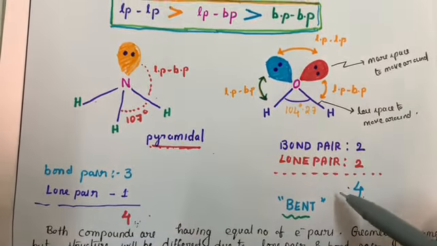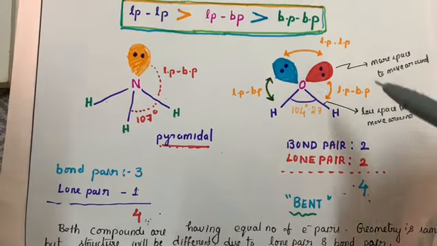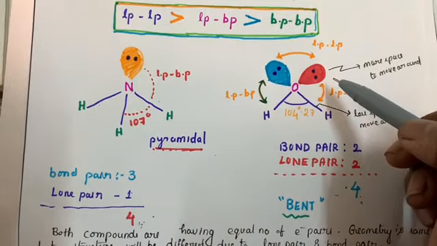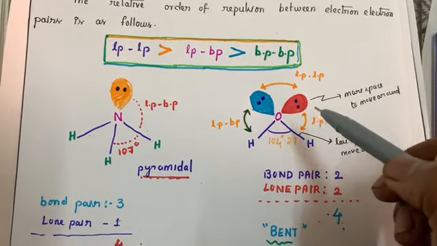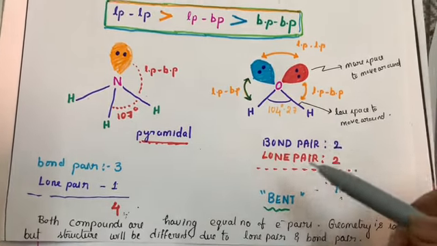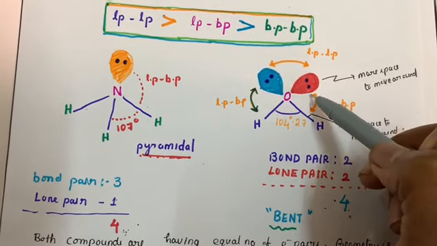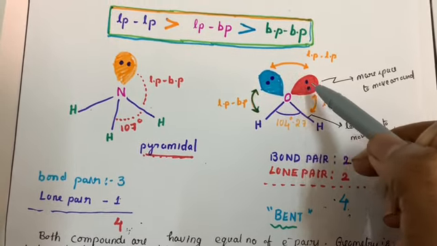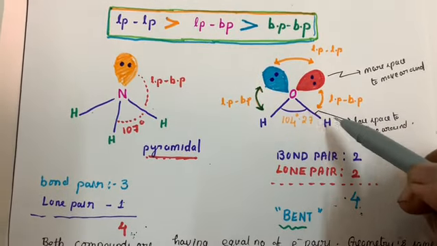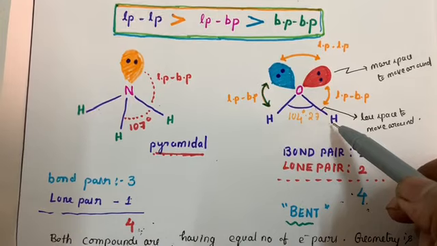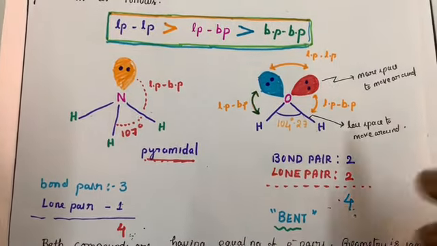But still the geometry can be the same, but the structure is different. Why? Because there is a difference in the number of lone pairs. So if the molecule has a different number of lone pairs and bond pairs, the structure will vary. The reason here is that the lone pair generally occupies more space. It can move around at a faster rate and can occupy more space than a bond pair. Because a bond pair is localized, it will occupy less space and it can't move around. So that was the reason here.